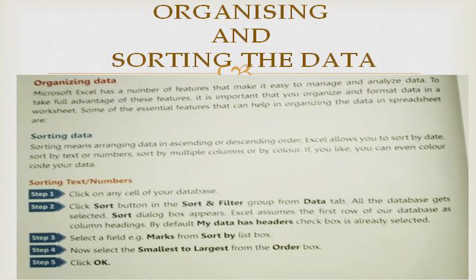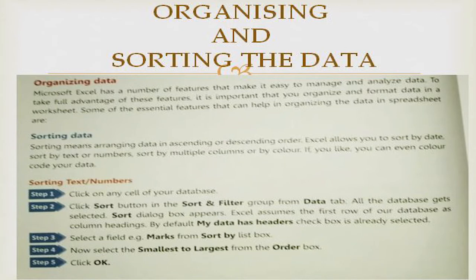Excel allows you to sort by date, sort by text, sort by numbers, sort by multiple columns, sort by colors. If you like, you can even color code your data. Now how to sort the text or numbers? Look here. Now click on any cell of your database. Now click on the sort button in the sort and filter group from the data tab. All the database gets selected.